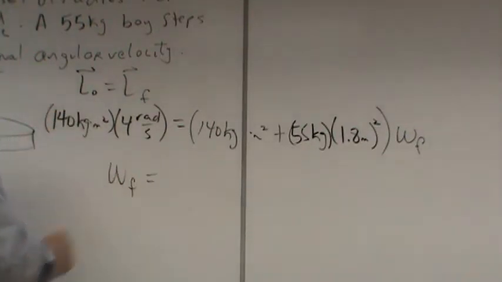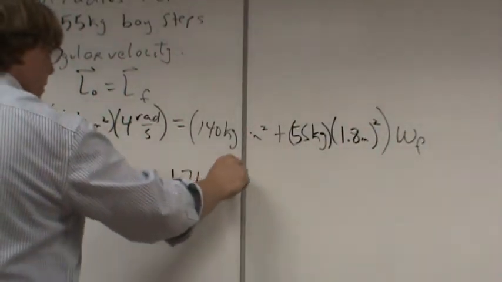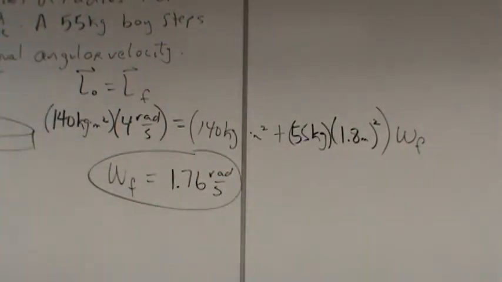So I end up with this guy equaling 140 times 4 divided by 140 plus 55 times 1.8 squared. So did you guys get 1.76? Anyone get 1.76? Okay, good, many of you. Obviously, it's going to go slower because that guy just increased the rotational inertia.